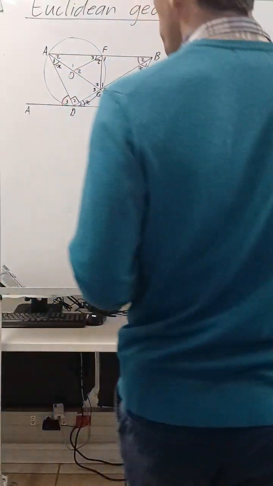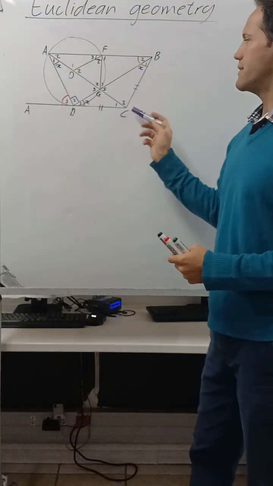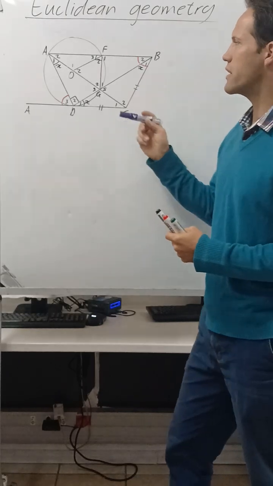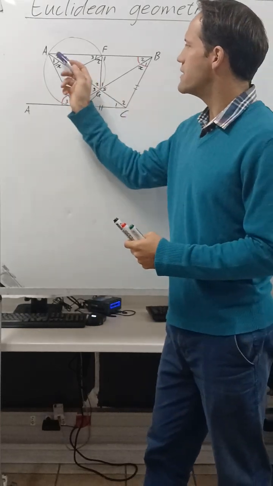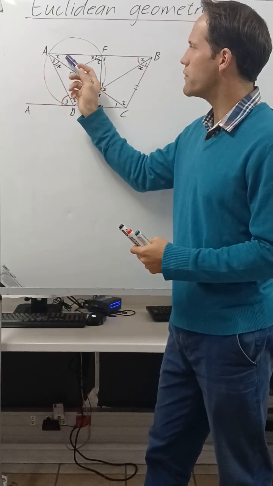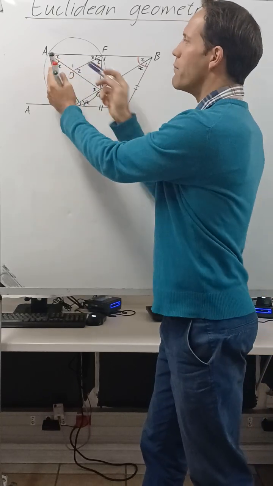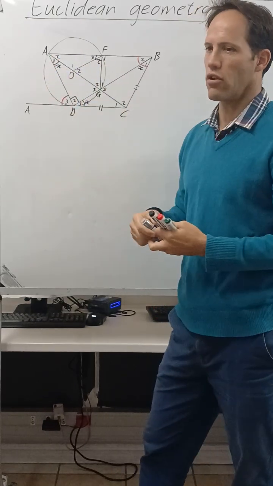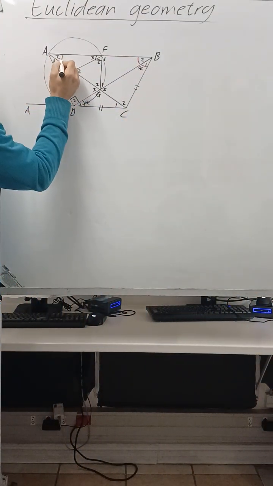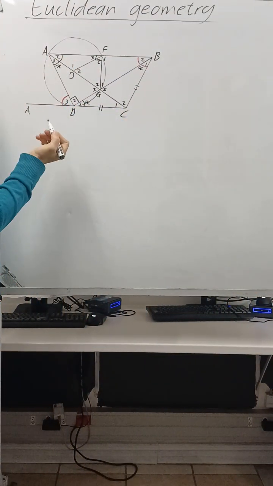Right, so now we proved that ADCB is a cyclic quadrilateral. Okay, so now the next question is, prove that AC bisects angle BAD. So we need to prove that these two angles are equal. If the line bisects the angle, it cuts it in half. So we need to try to prove that this angle here is also x. But that's going to be easy now, okay?